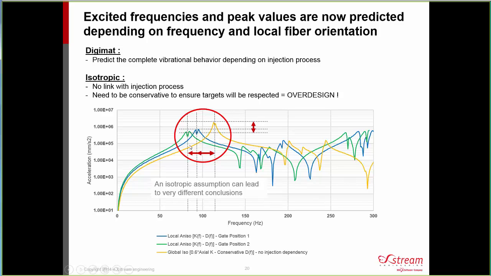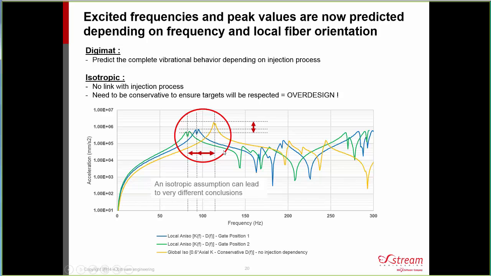So you see that, first, Digimat is able to predict the different behavior for the final structure depending on the injection process parameter that you could decide to use. Depending on the location and the number of gates that you choose to put on your mold, you will get different fiber orientation through your part. Digimat is able to capture the effect of this and to calculate the correct behavior for the final part.